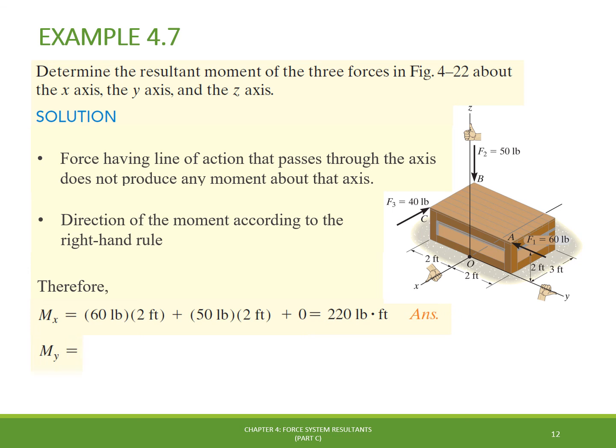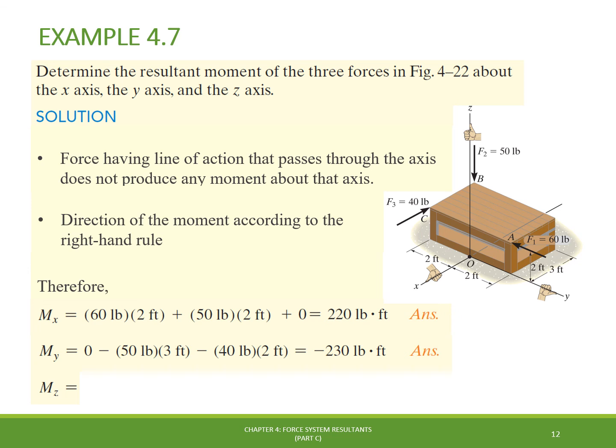For the component in the y direction, we have that F1 does not create any rotation effect about this axis. F2 and its moment arm of 3 feet, formed by the width of the box, cause a rotation towards the negative direction. And F3 and its moment arm of 2 feet, defined by the height of the box, also causes a rotation towards the negative direction of that axis. And the final answer for the moment component in the y direction is negative 230 pound-foot.